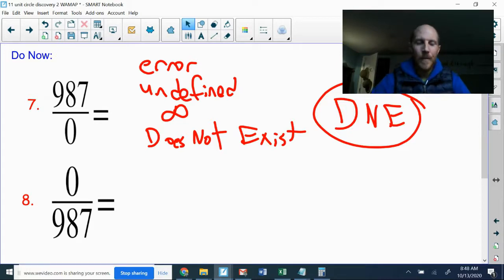That's not possible. Number 8, on the other hand, you can take nothing and divide it into as many parts as you want. All of the parts are still going to have nothing, but this is in the realm of possibility. So this equals 0.